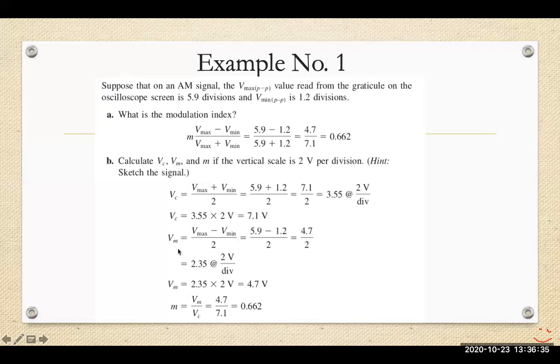For the peak value of the modulating signal, we have Vmax minus Vmin, and then multiply to 2 volts per division to determine the peak value of the modulating signal, which is 4.7 volts. Okay? So the same pa din naman yung makukuha natin. Okay, na value for the modulation index.